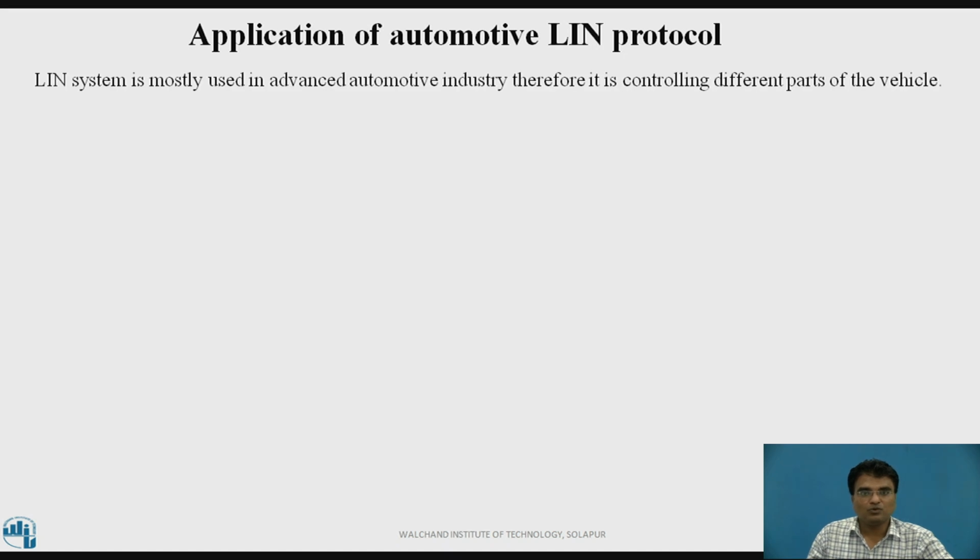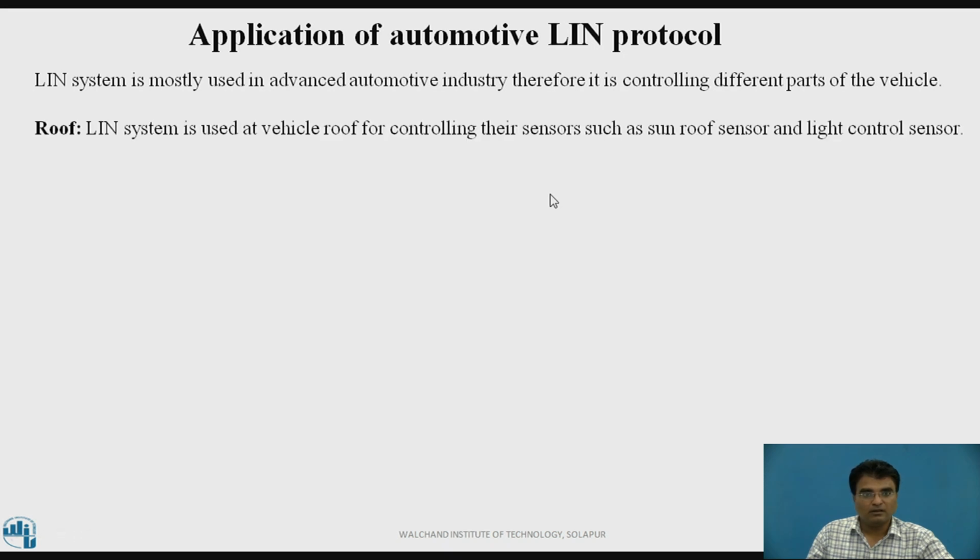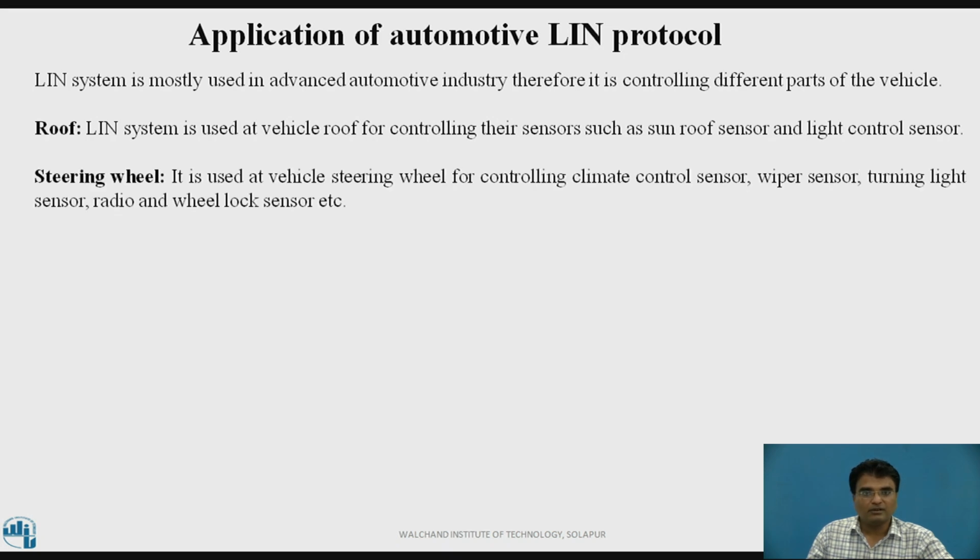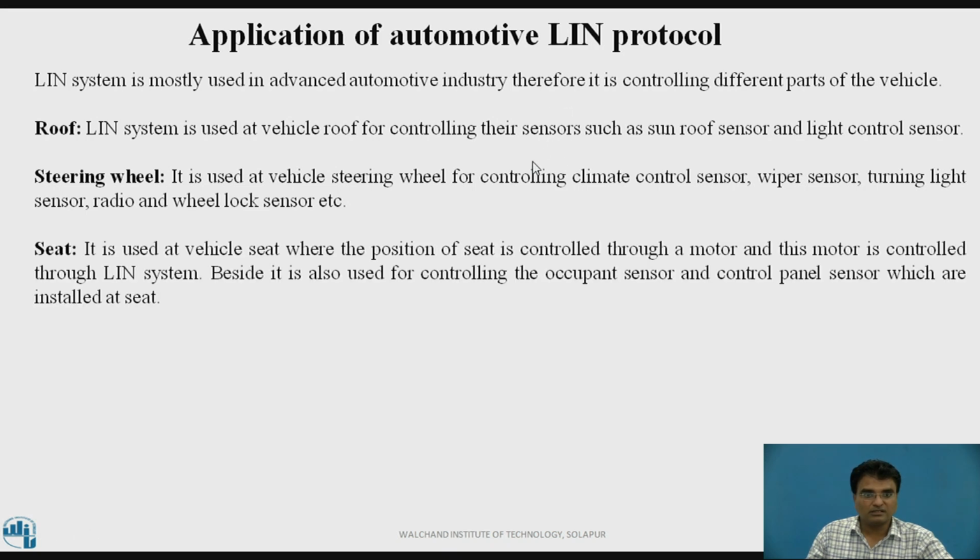Applications: the LIN system is mostly used in the automotive industry, controlling different parts of the vehicle. First, the roof: the LIN system is used at the vehicle roof for controlling sensors such as the sunroof sensors and light control sensors. Second, the steering wheel: it is used at the vehicle steering wheel for controlling climate control sensors, wiper sensors, turning light sensors, radio and wheel lock sensors. Third, the seat: it is used in the vehicle seat where the position of the seat is controlled through a motor, and this motor is controlled through the LIN system. Besides, it is also used for controlling the occupant sensors and control panel sensor which are installed at a seat.